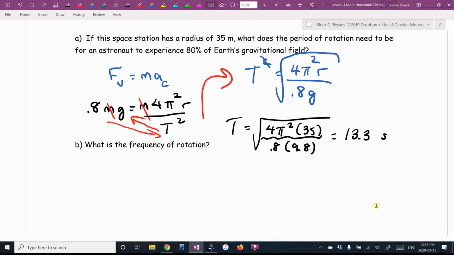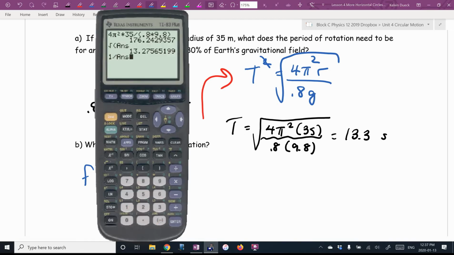Ethan, what does B want me to find? How do I find frequency? It'd be cool if it was on my formula sheet. By the way, have you clued in? I think we're on the front page, bottom left corner, of our formula sheet. How do I find frequency? I don't want T, I want frequency. How about f equals? It's the reciprocal of the period, which we just found in part A. So if on my calculator I just go 1 divided by answer, we would say that this space station needs to be spinning at 0.075 hertz.